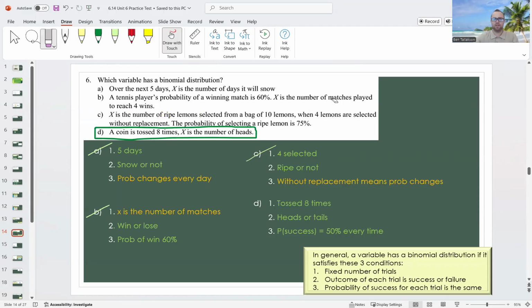And D, our lucky winner. A coin is tossed 8 times. X is the number of heads. Tossed 8 times, fixed number of trials. Heads or tails, success or failure. And it's a coin, like I mentioned before, right? It's always the same coin. You flip it, there's always a 50-50 chance of landing on either heads or tails. And that's why the answer is D.